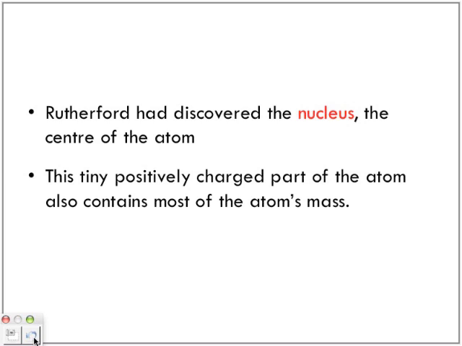So this tiny positively charged part of the atom also contained most of the atom's mass. Now, keep in mind with that gold foil and the nucleus, we were shooting positive particles, and these positive particles deflected. We knew that the nucleus could not be negatively charged, because if it was, the minute the positively charged particle approached, it would have been attracted to it. So there must have been a common charge within that nucleus that would cause the particles to deflect in a different direction.